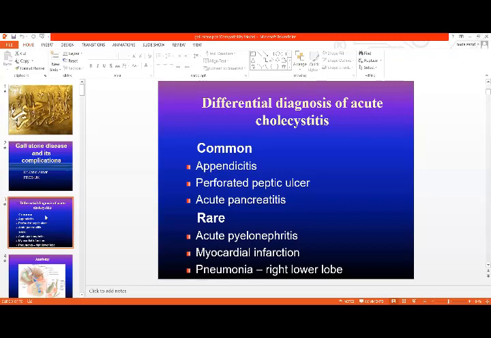Now the other differential diagnosis you should always keep in mind is acute pancreatitis. Acute pancreatitis usually presents with severe upper abdominal pain which radiates to the back, because the pancreas is a retroperitoneal structure, quite deep, and gives pain in the back.